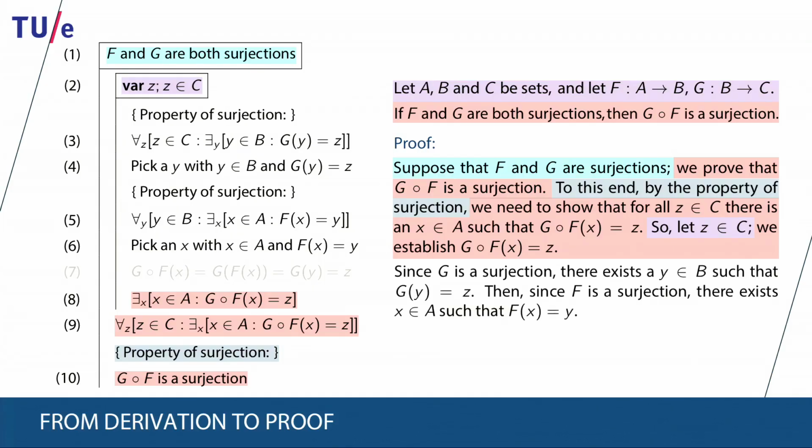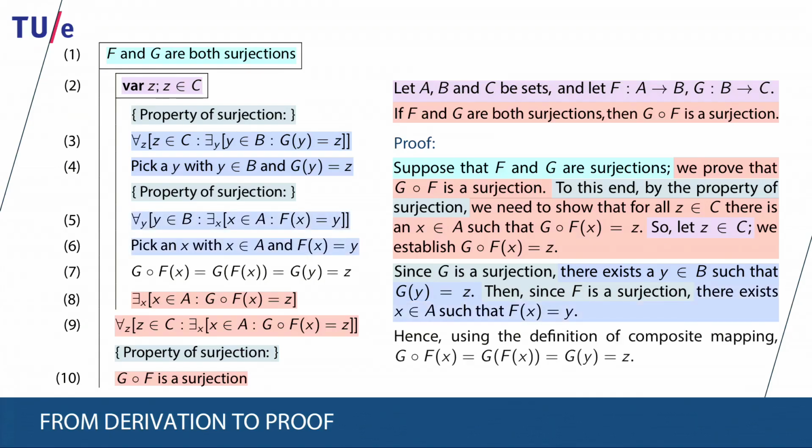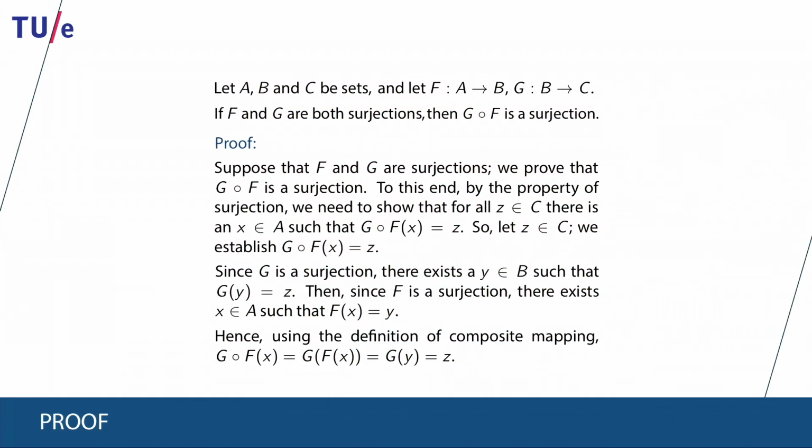The proof continues in forward reasoning mode, applying the property of surjection. First for G, and then for F. The proof is completed with a straightforward use of the definition of composite mapping and other valid facts. Here you see the lemma and its proof.